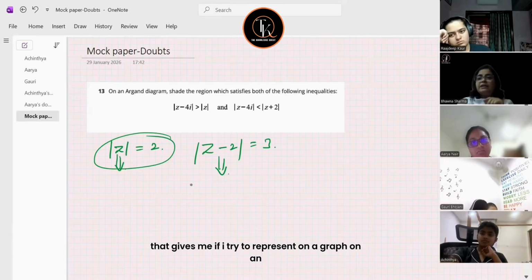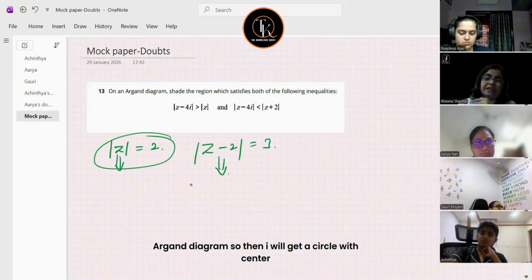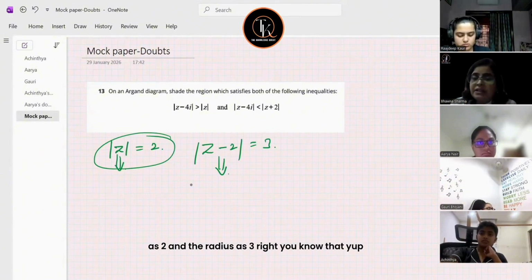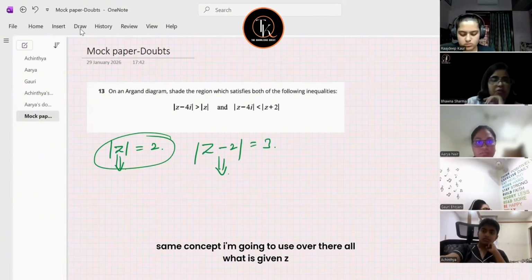So technically that gives me, if I try to represent on a graph or an Argand diagram, a circle with center as 2 and the radius as 3, right? You know that? Yep, same concept I'm going to use over there.